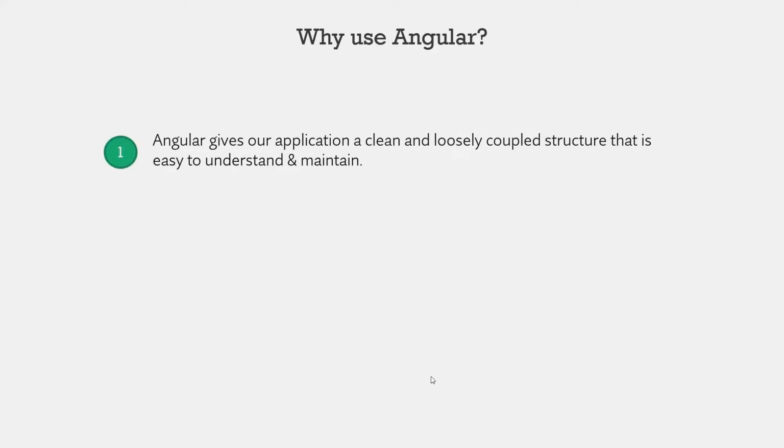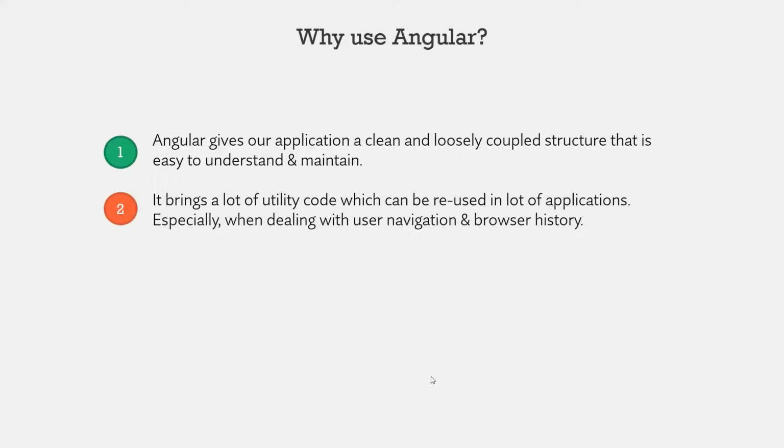There are several benefits of using Angular framework for developing applications instead of using vanilla JavaScript or jQuery. First of all, it gives our application a clean and loosely coupled structure that is easy to understand and easy to maintain. Then it also brings in a lot of utility code which can be reused in a lot of applications, especially when dealing with users' navigation and the browser history. And applications built with Angular are more testable. We can easily write automated tests to test various parts of our Angular application. Okay, so now you know what Angular is and why you should use Angular.